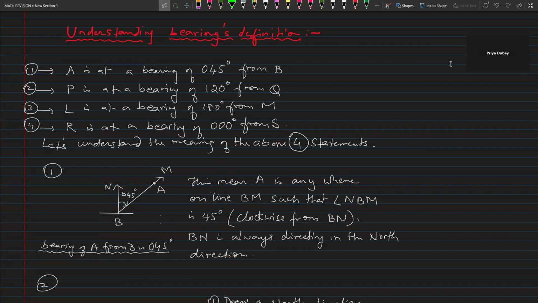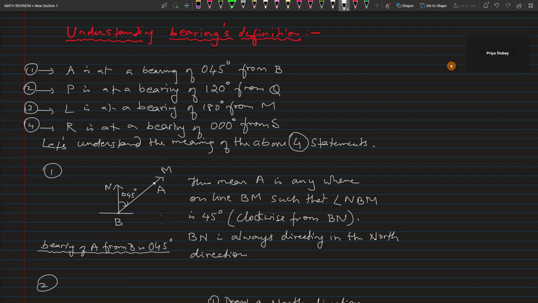along with the sine rule and cosine rule. You must have seen. But here, first we'll have to understand what bearings are. So you can see on the screen, understanding bearings, definition first. There are four parts in this. First, you try to understand these statements.